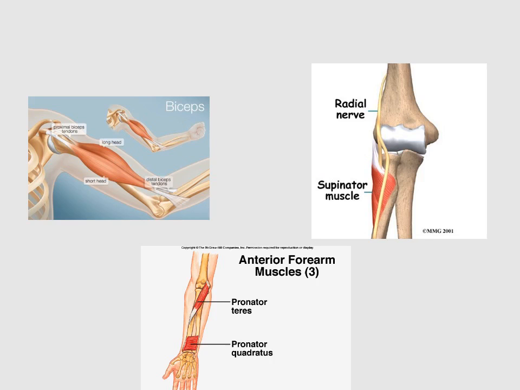So what are the signs and symptoms of forearm fractures? As with all fractures: pain, swelling, tenderness, bruising, and, as we can see here, deformity of the forearm, and of course inability to rotate the forearm. Pain, swelling, tenderness, bruising, inability to rotate the forearm, and some deformities can happen too.